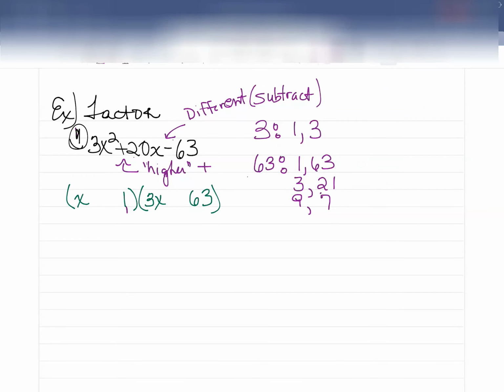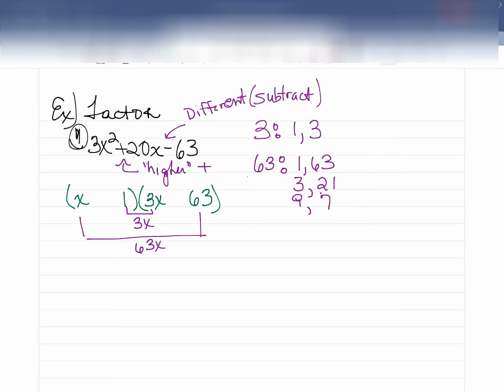The 1 in the back of the first parentheses times the 3x in the front of the second parentheses would give me a 3x. The x in the front of the first one with the 63 in the back of the last one would give me a 63x.